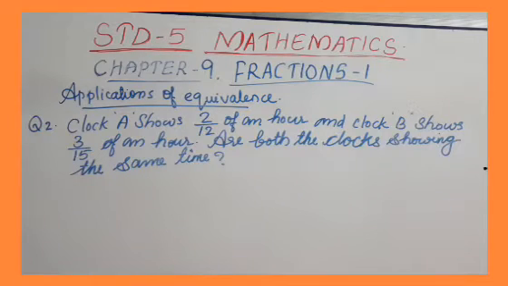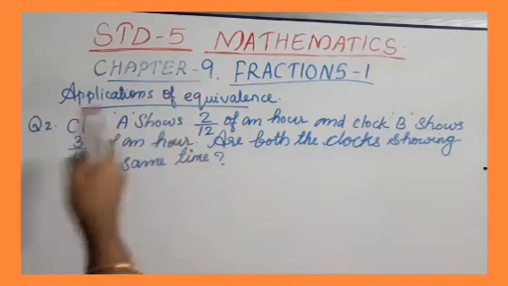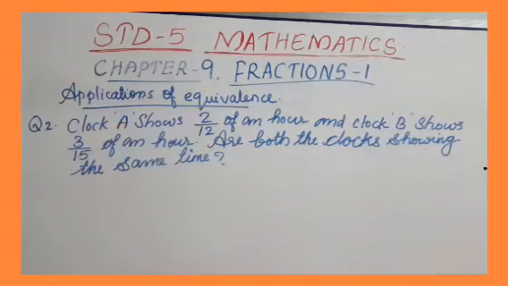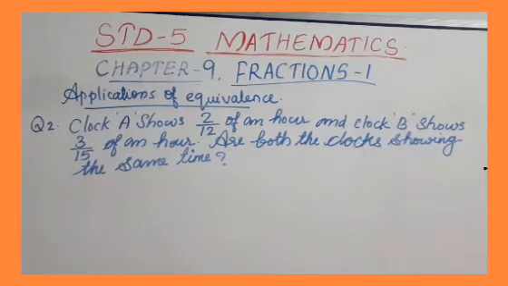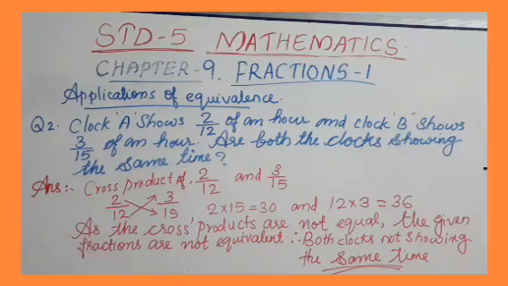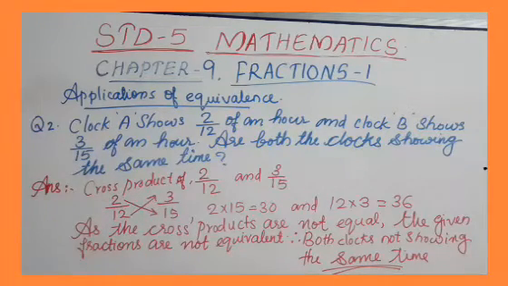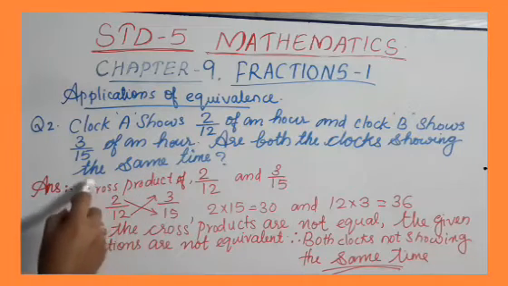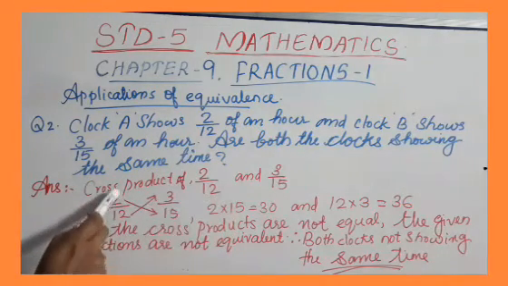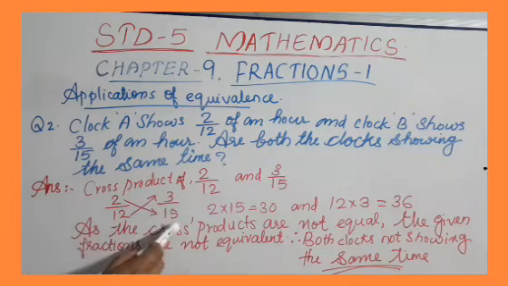By doing the cross products, isn't it? If the cross products are equal, then those fractions will be equivalent. Okay, so let's do this. Children, here if both clocks are showing the same time, the given fractions must be equivalent. So we check the equivalence of the fractions by cross multiplication. So here we are doing the cross multiplication of 2 by 12 and 3 by 15.